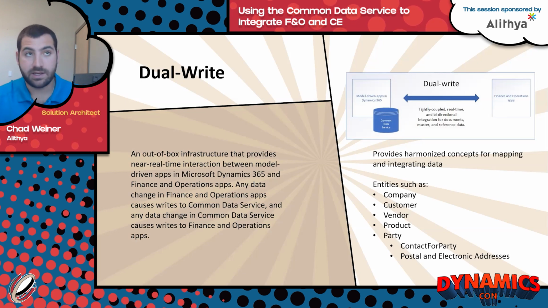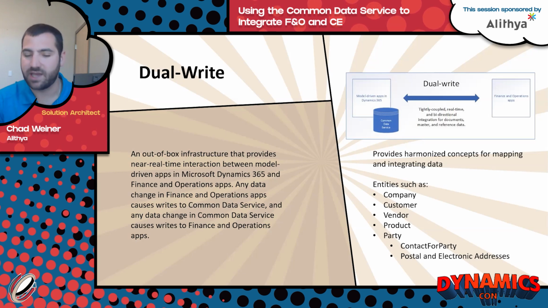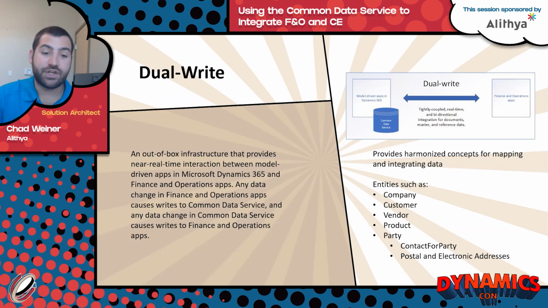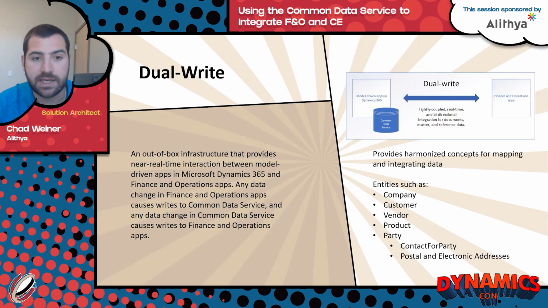And so DualRight is the out-of-the-box infrastructure that Microsoft provides that is essentially near real-time interaction and integration between model-driven apps like sales, customer service, field service, project service automation, and finance and operations. Essentially, any data change in F&O will push that change over to the corresponding record in real time in CE and vice versa. And so Microsoft's done a really good job of harmonizing some of the data concepts inside of both of the systems so that data can map and integrate easier.